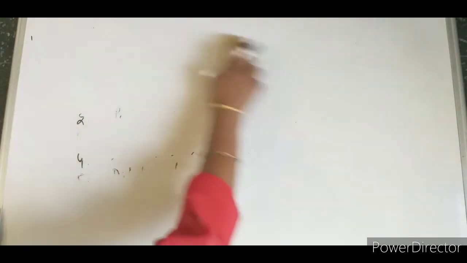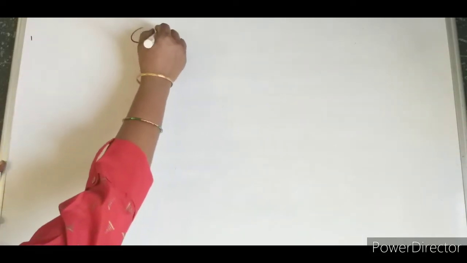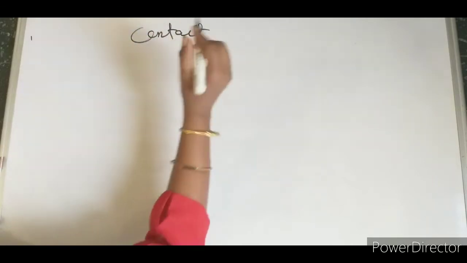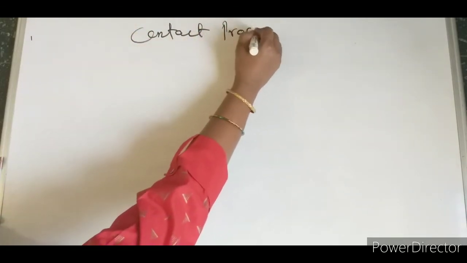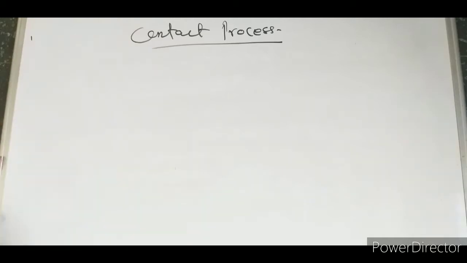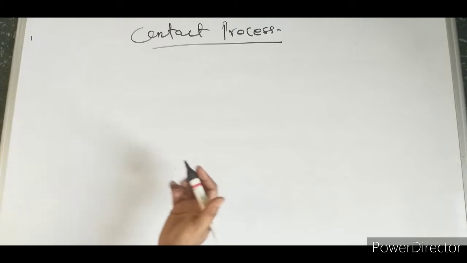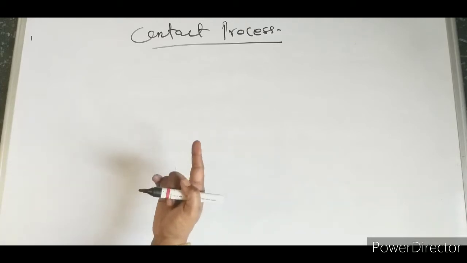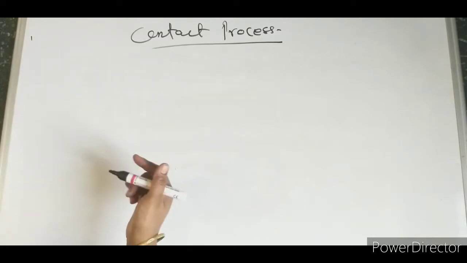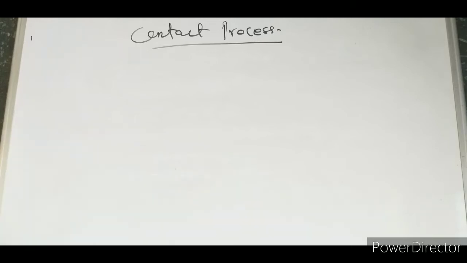So if we take this in the form of a flow chart, the name of the process is the contact process. In case of ammonia, that will be Haber's process. In case of HCl, that will be the inverted funnel arrangement. In case of HNO3, nitric acid, that is Ostwald process, and in case of sulfuric acid, that is the contact process.